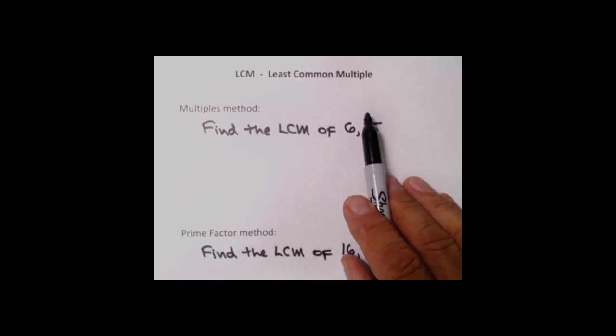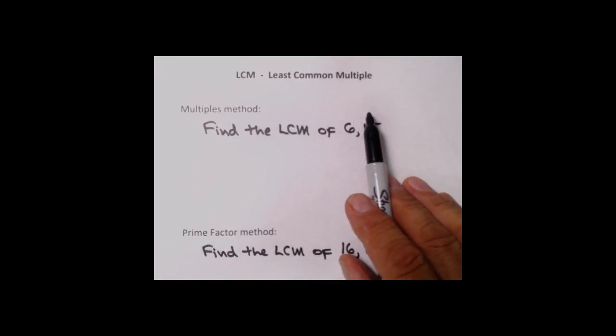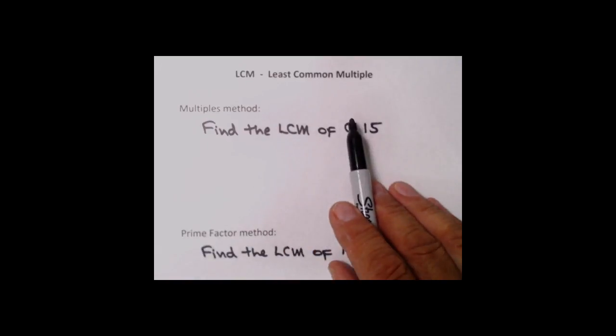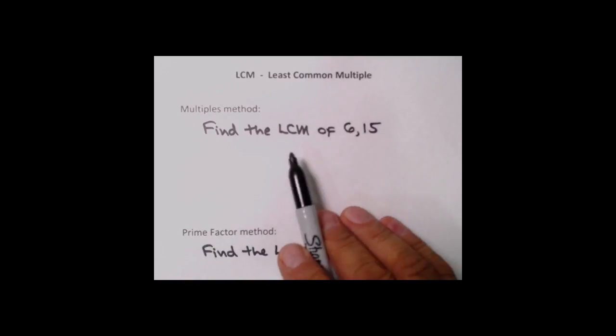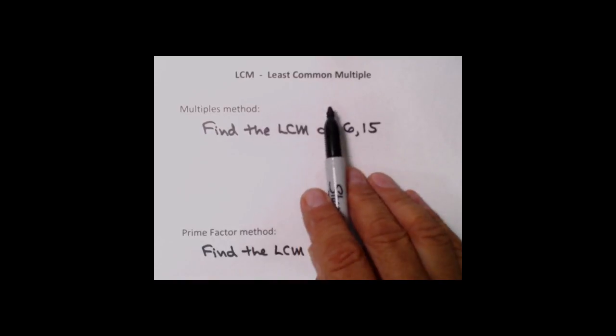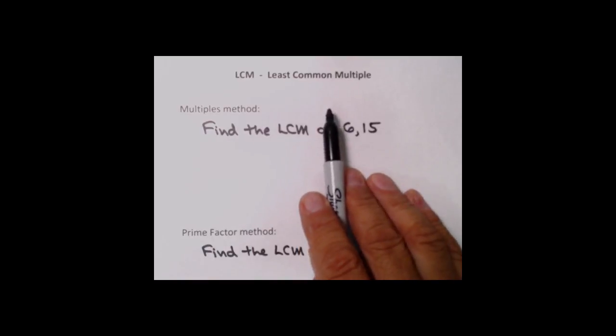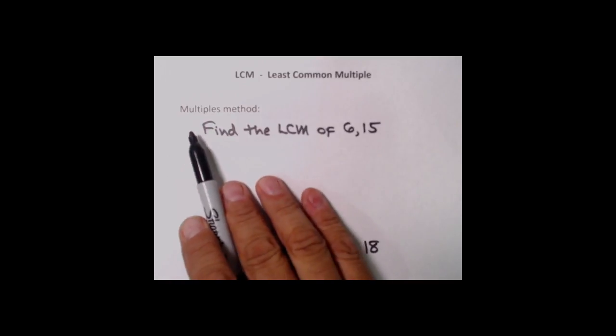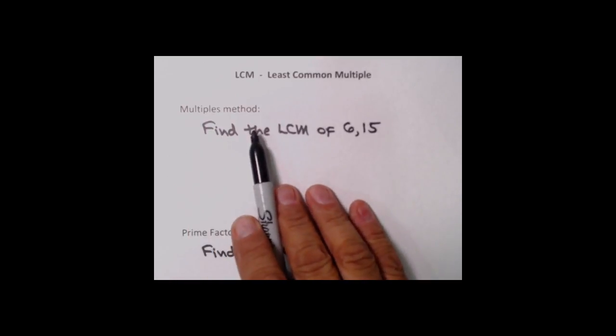Now, if these numbers were in the bottom of fractions, we'd say we were finding the least common denominator. So the technique is the same, only these are just plain numbers here that we're finding, so we call it the least common multiple. There are two main methods here. The multiples method is the one that's similar to what you do in your head when you have some fairly simple numbers and you're figuring out what the lowest common multiple is.